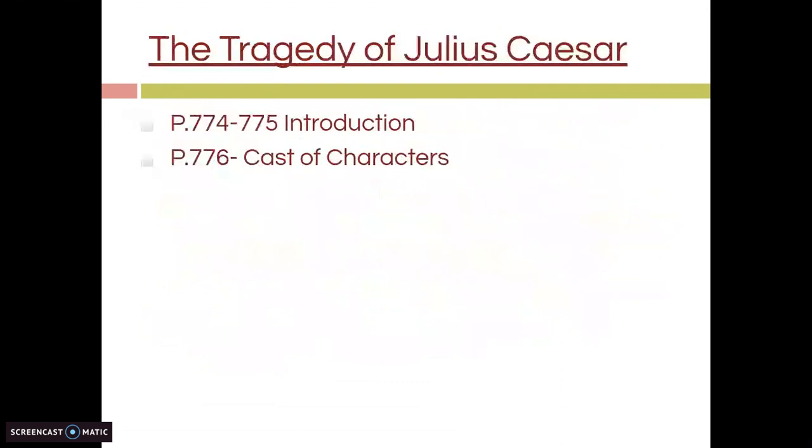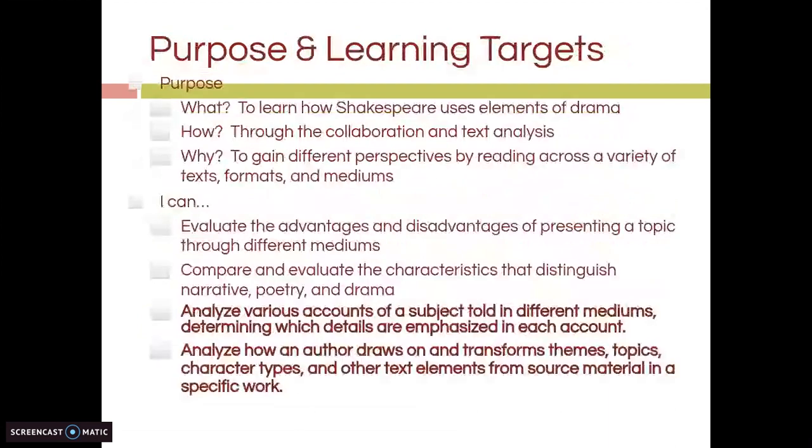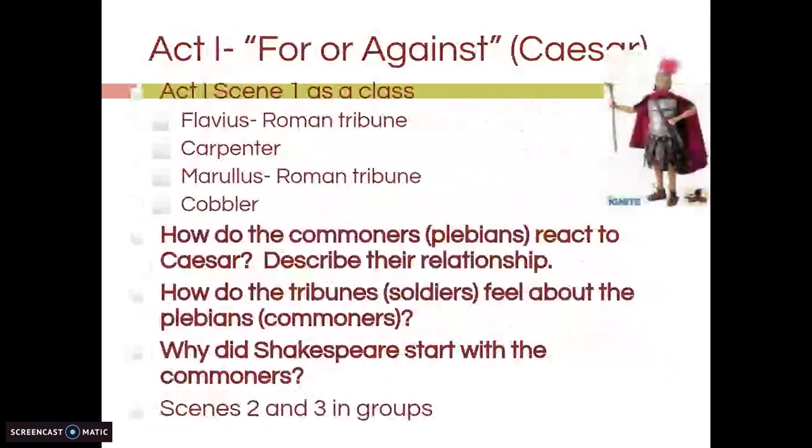Okay. So if you want to use your textbook, you're more than welcome to. If you have it, it starts on page 774, and you can see the cast of characters there on page 776. But what I want to show you is another website. We're going to be taking a look here at who's for and against Caesar in Act 1. That's what I would call Act 1, because this is all about who likes Caesar and who doesn't. And you're going to see in the very first scene that comes together.